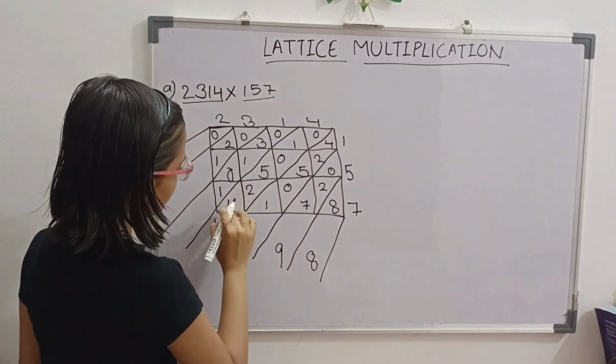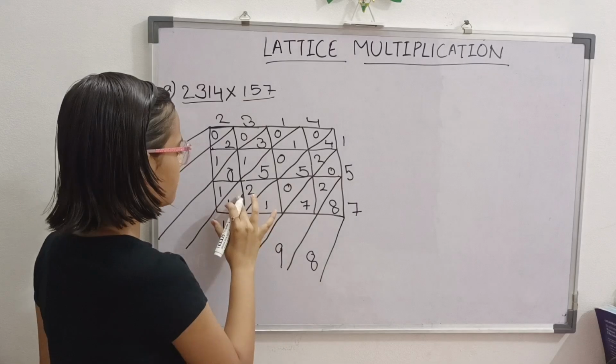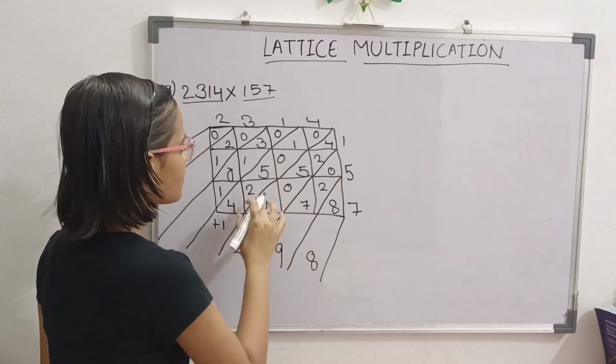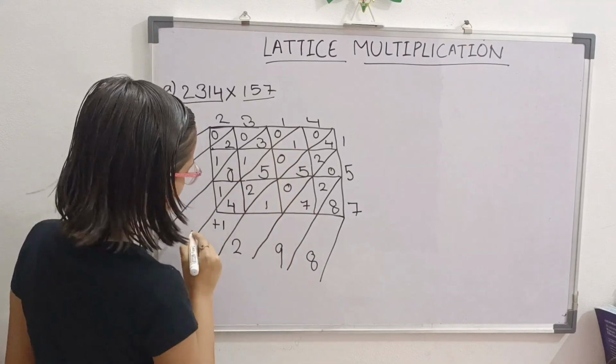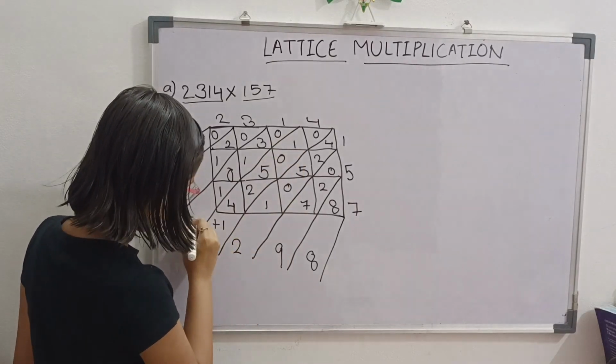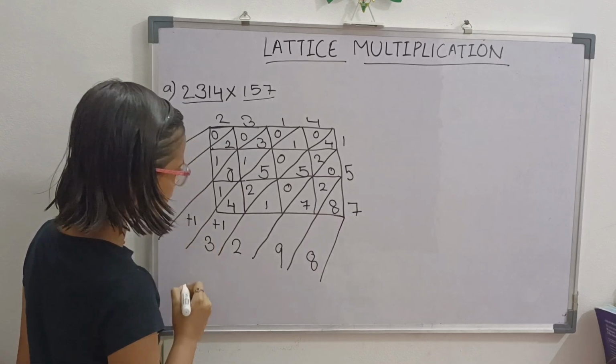Next 1 plus 4 equals 5. 5 plus 2 equals 7. 7 plus 5 equals 12. 12 plus 1 equals 13. So 1 is carried over and we'll write 3 here.